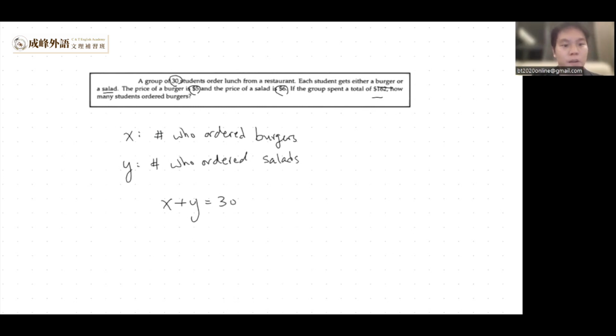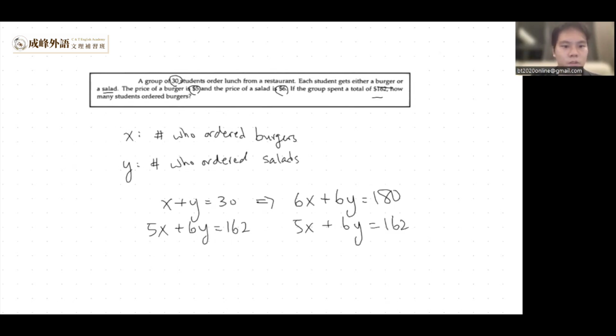Then we're going to deal with the price and the cost. 5X, that's the amount they paid for burgers, and 6Y for salad. They add up to 162. In this case, we're going to use elimination. We're going to multiply 6 to the first equation. I'm going to keep the second equation the same. And we're going to subtract. All I could do is put a negative sign here.